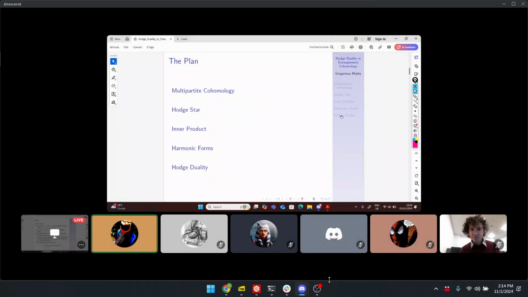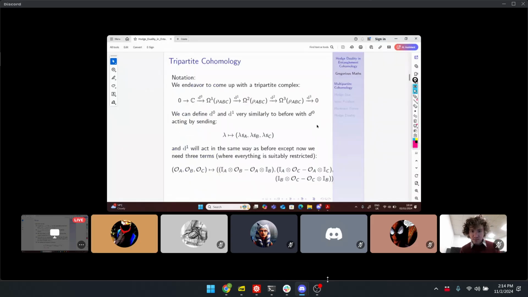And the goal is to show that this symmetry that we observe is actually true. So before we start observing any symmetry, we need to define what multipartite cohomology is. Before we look at the case of multipartite cohomology, it would be helpful to look at tripartite cohomology to really get a sense of where the definitions are coming from.